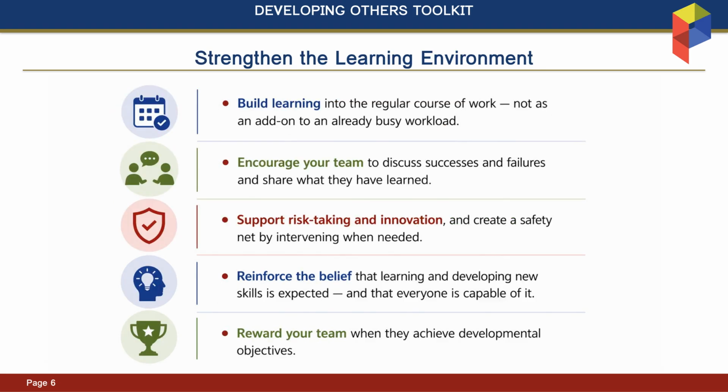On page 6, strengthening the learning environment is about making learning a normal and expected part of work. Build learning into the regular course of work, not as an add-on to an already busy workload. Encourage your team to discuss successes and failures and share what they have learned. Support risk-taking and innovation, and create a safety net by intervening when needed. Reinforce the belief that learning and developing new skills is expected and that everyone is capable of it, and reward your team when they achieve developmental objectives.